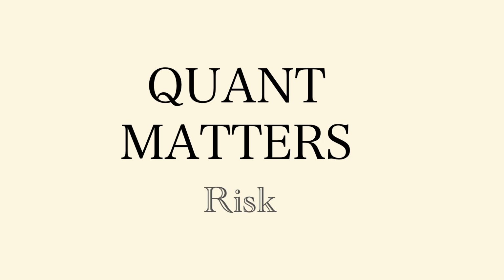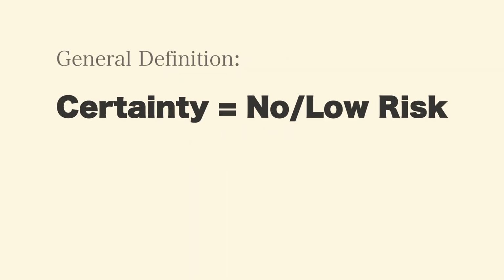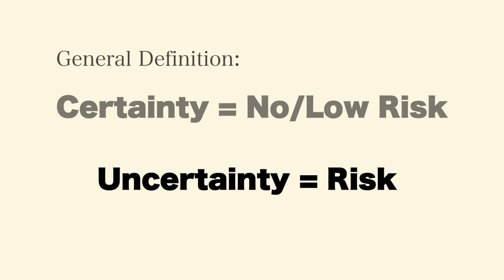Today I want to talk more about risk, specifically what types of risk there are and how to quantify them so you can use them in your quant strategies and investments. In a previous video, I briefly talked about risk as being a measure of uncertainty. That is, if you know for sure that some outcome will happen, then you are not at risk. Likewise, if there is some uncertainty, you are at risk.